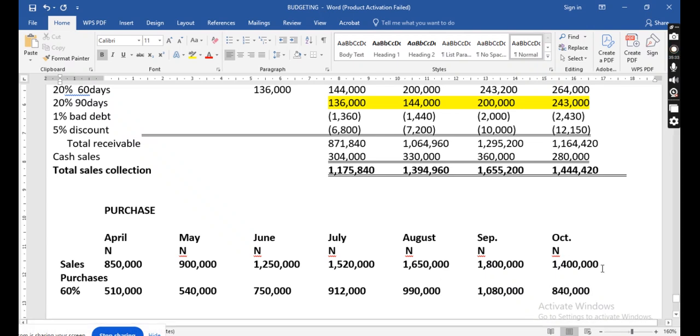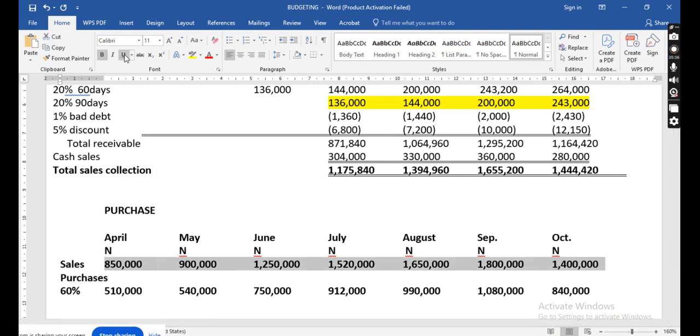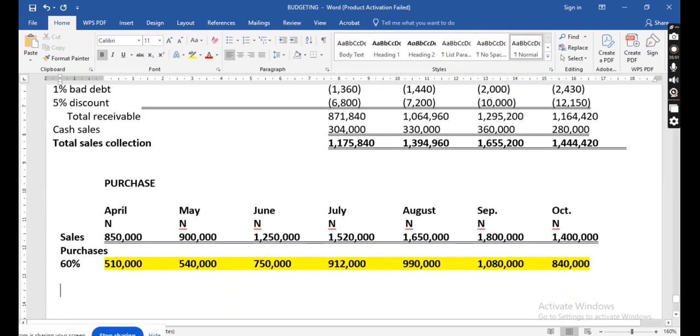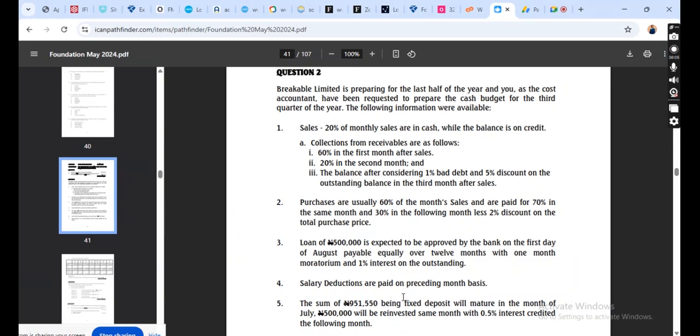Class, this is your purchases, right? Now, don't forget, purchases is like a payable. Class, have you forgotten that when you buy goods on credit from your supplier, they are payables, right? Is that not so? They are payables.